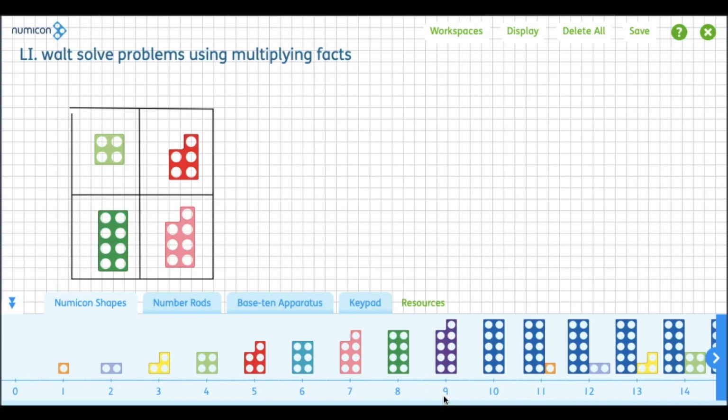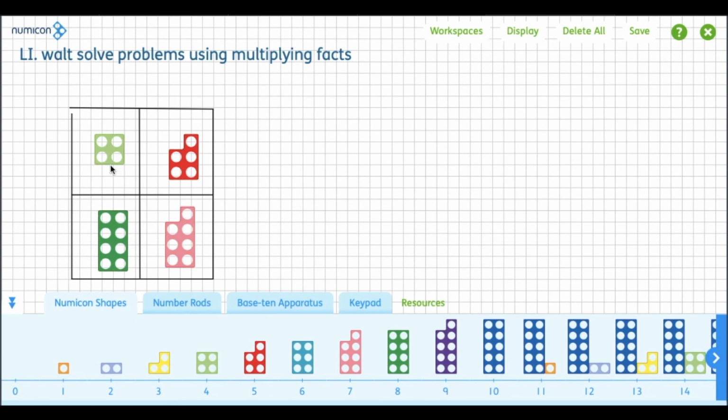Today we're learning how to solve problems using multiplying facts. So the first thing we're going to do is I'm going to give you a picture here that has four different numbers in it. So we've got 4, 5, 8, and 7, okay? And I'd like you to find all of the products of these numbers.